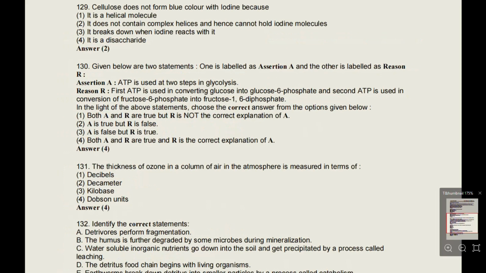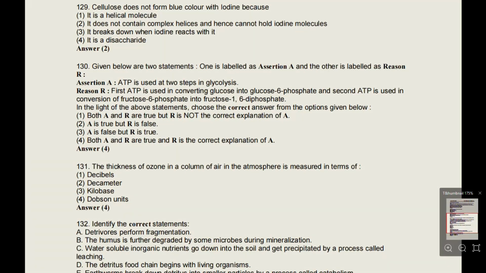So the next question is, cellulose does not form blue color with iodine because it does not contain complex helices and hence cannot hold iodine molecules. So the answer is option 2. And this question is taken from Unit 4, Plant Physiology, Chapter 13, Plant Growth and Development.